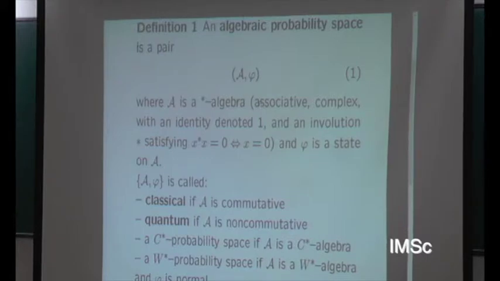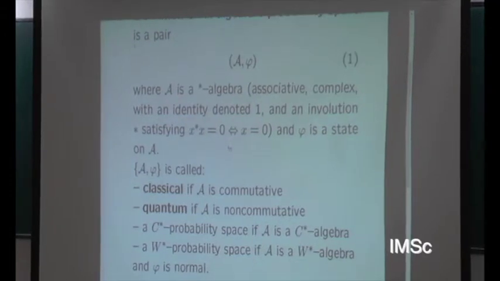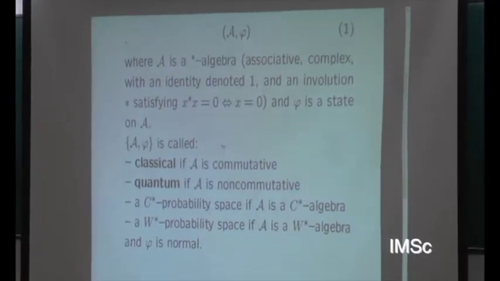By star algebra, we mean an associative algebra. All algebras will be complex unless otherwise stated, and all algebras will have identity unless otherwise stated, and an involution. This additional technical condition on the star algebra we have put to avoid pathologies, because if you take two general star algebras, you can have a lot of pathologies, okay? So to avoid at least some of these pathologies, we have put this condition. Phi is a state on A.